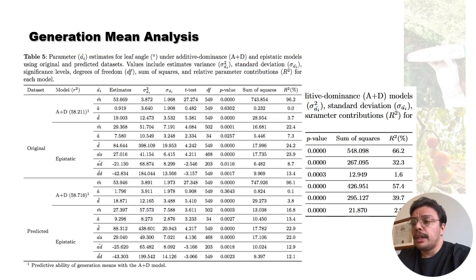When we rejected the additive-dominance model, when the fit was less than 85%, we fitted the epistatic model with the digenic interactions A by D, and D by D. And here we also see the same trend where the relative contribution for the mean is diminished. There's a reduction in the p-value, or the significance, of the parameters. So overall, we had an improvement on the estimates for the generation means.